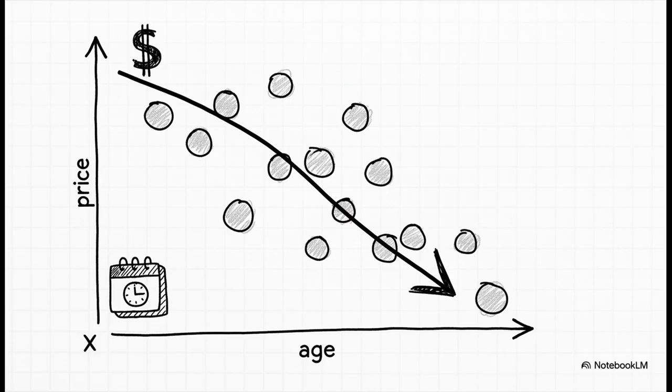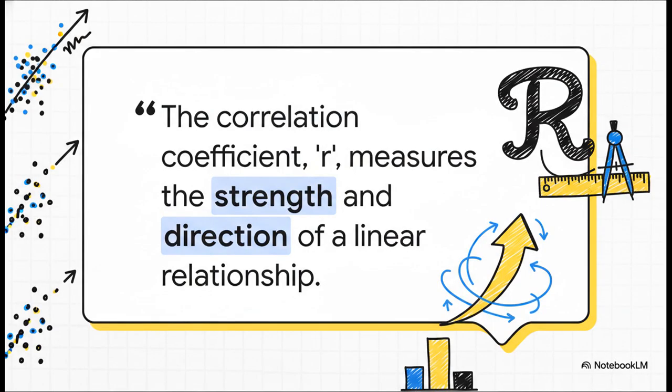And then you've got the exact opposite. As one thing goes up, the other tends to go down. The classic example is a used car's price. Generally, the more miles on the car, the lower its price. A clear downward trend.